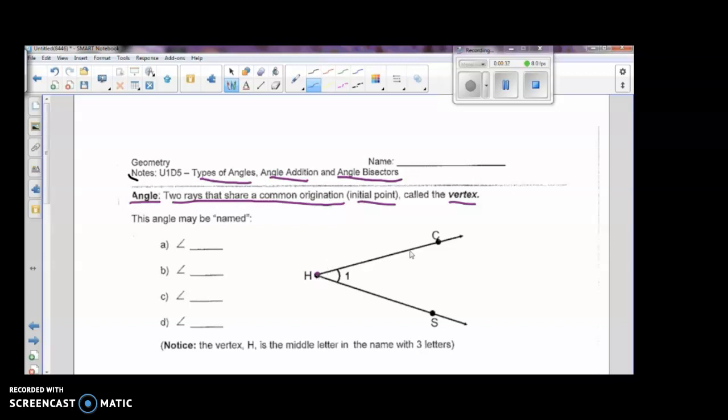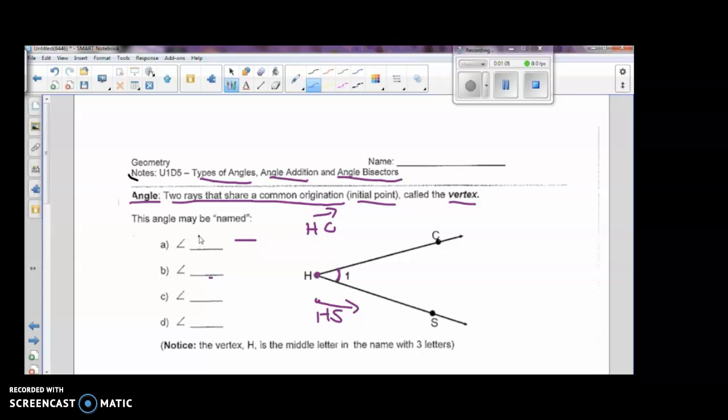An angle is two rays that share a common origination or initial point, which is called the vertex. You'll notice we have ray HC as one side of our angle and HS as the other side. You've probably seen angles before, but maybe you haven't thought of them as a pair of rays. So now you have.